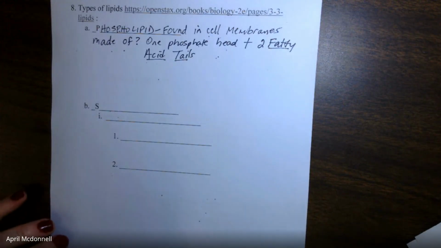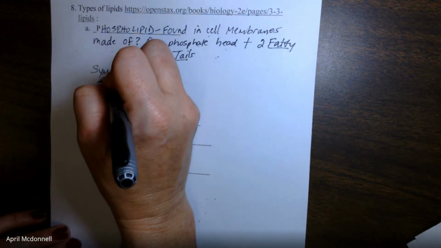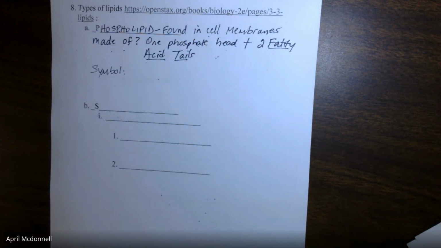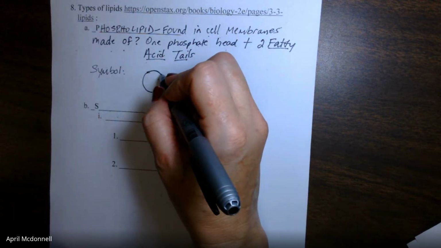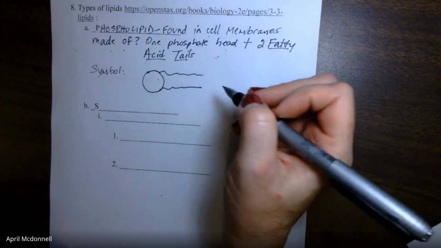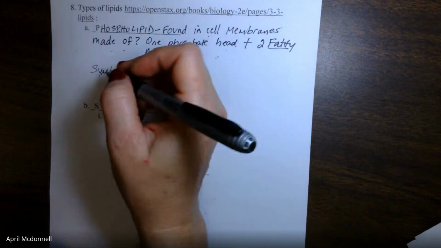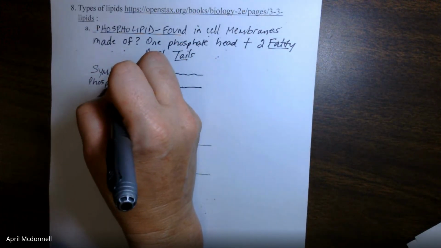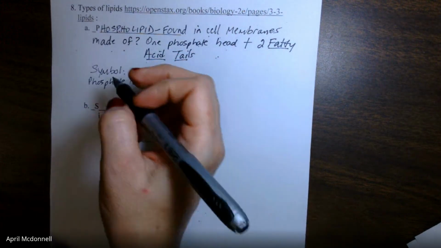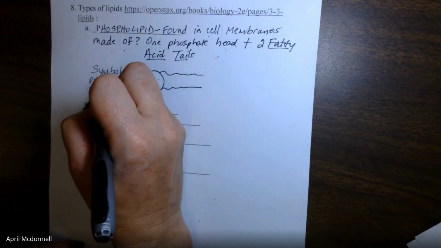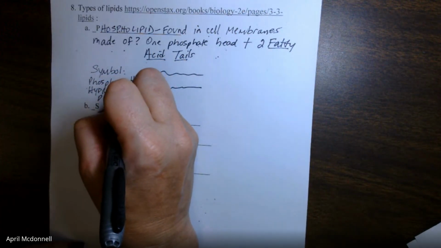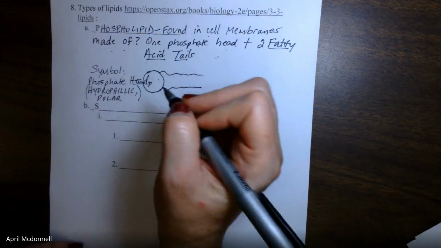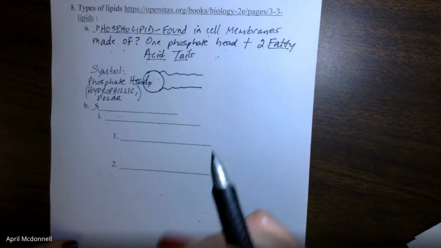At this point, I want to draw the symbol of a phospholipid so that you know what it looks like if you see it in your lab book or your online textbook. It looks like a circle with two squiggly lines connected to it. The circle represents the phosphate head, which is what we call hydrophilic. That means it loves water, and it is also polar. So we want to know those characteristics about the phosphate head.